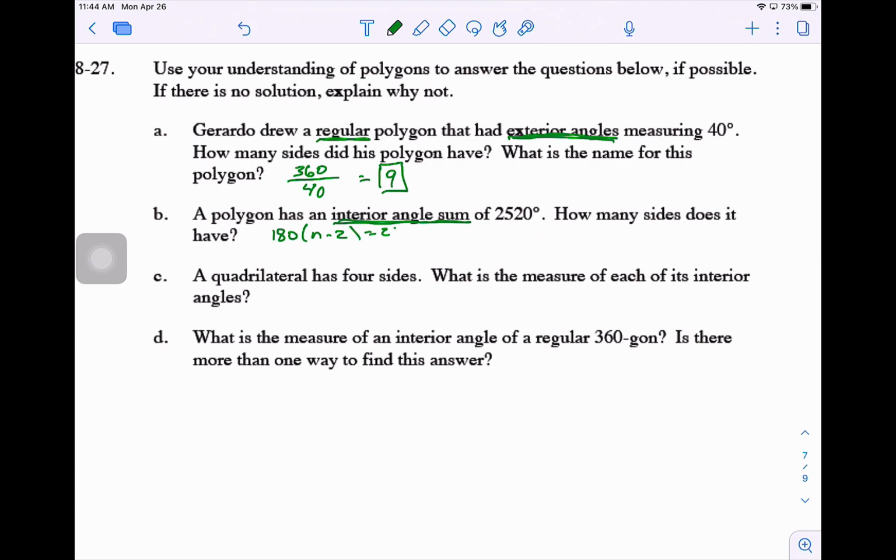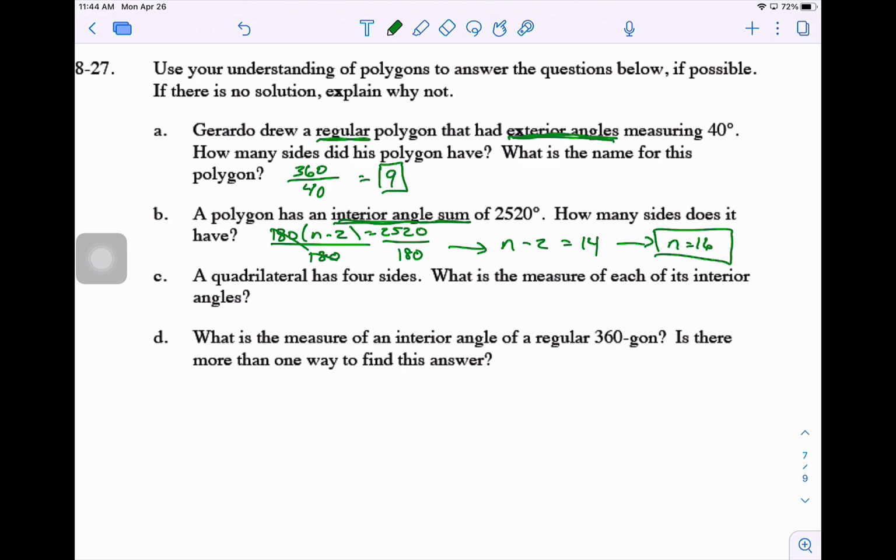And we know that the sum is 2,520. And then we can solve for how many sides does it take to get to that sum. So divide both sides by 180. Therefore, n minus 2 will equal 14. And then you add the 2 over, and therefore, this is a 16-gon is what you should end up with for that one. And so A and B, like I said, very, very similar to what you had in the warm-up, just kind of working your way through it again.